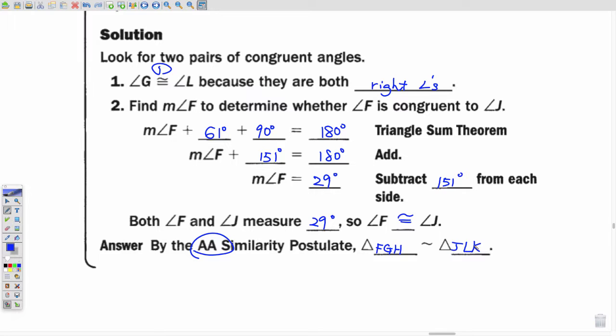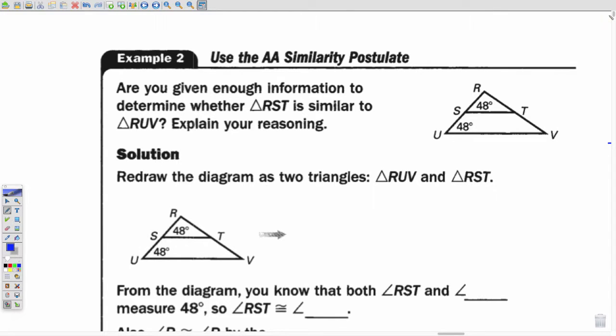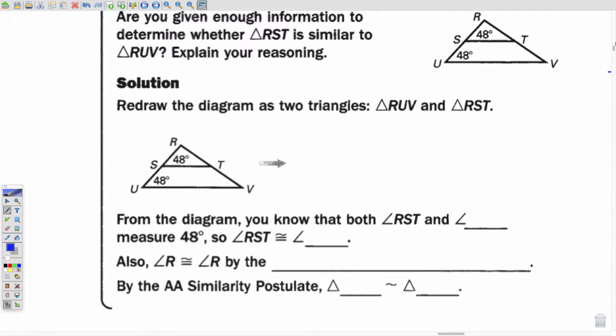Okay, that's how we use the similarity statement. Now let's look at another example. Are you given enough information to determine the triangles are similar? So we have to explain our reasoning. Let's look at this diagram here. I've got one set of angles that are congruent. If they're similar, I have to find another set. However, I don't really have anything that tells me that. Let me see if I can analyze it and figure out if there is any other thing that can help me.